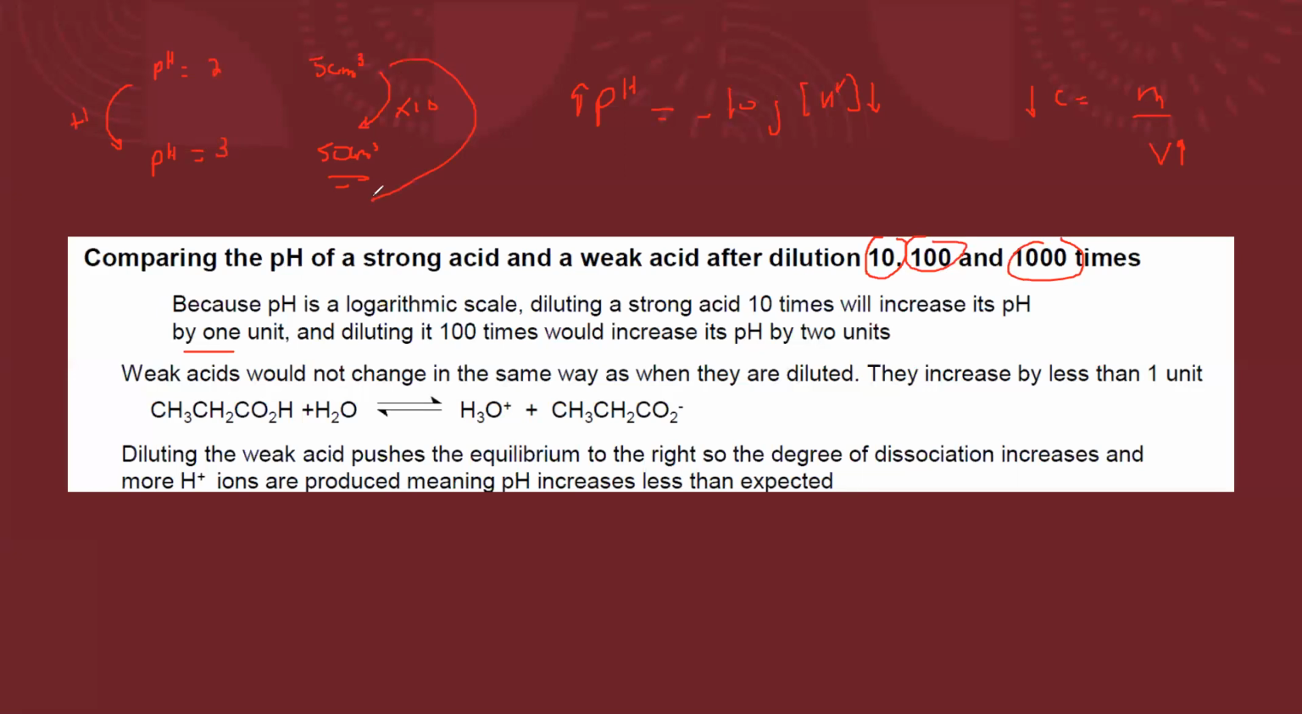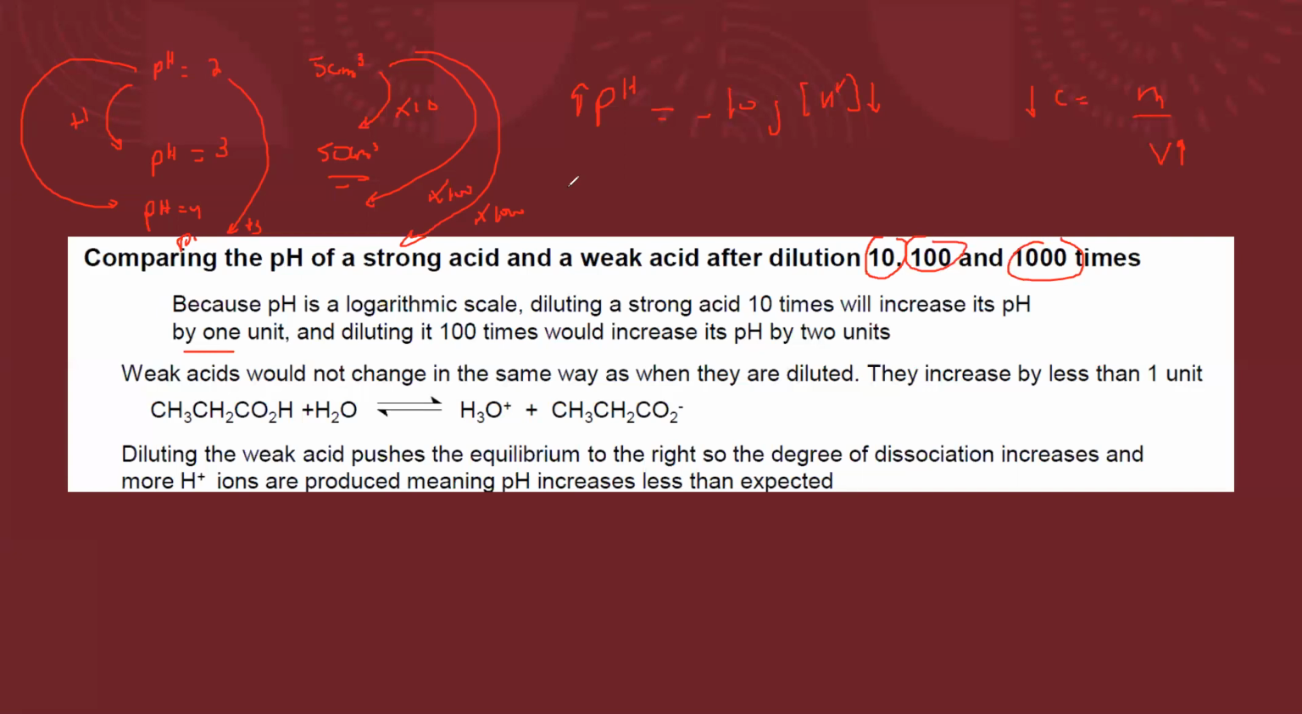But if the dilution factor is 100 times, then what happened? The pH will increase by 2 units, so pH will become 4. If the dilution factor is 1000 times, the pH will increase by 3, so it will become 5. So every time the dilution factor is multiplied by 10, the pH of the solution changes by 1. This is only valid for strong acid, but it is not valid for weak acid.